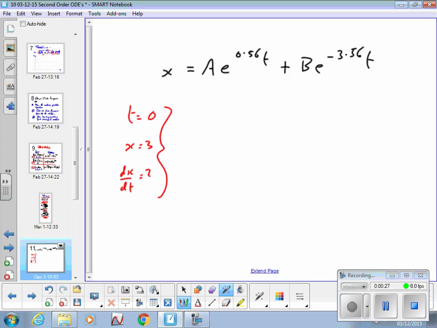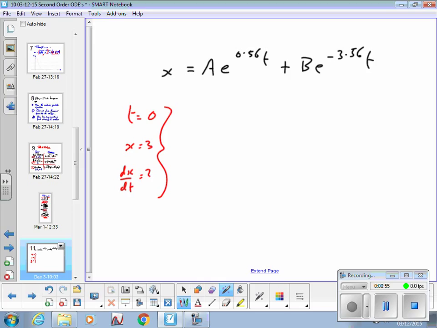So I form one equation using this information, when t equals 0, x equals 3, and then I need the differential, so I need to take this and differentiate it, and then when t equals 0, let the differential equal 2, and I form two equations, which will then allow me to find the values of a and b. That's the process. So we're now going to start thinking about using simultaneous equations, which we did ages ago.